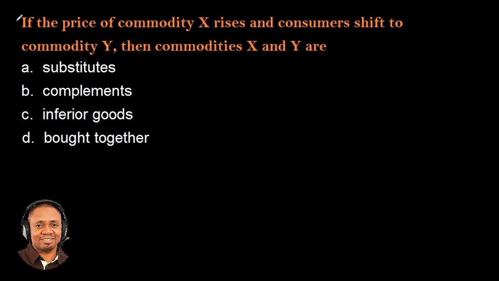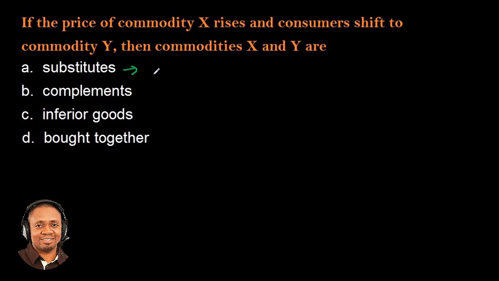I am Oluwakemi and this is question 7, Economics WAEC exam 2018. And the question goes thus. If the price of commodity X rises and consumers shift to commodity Y, then commodities X and Y were given these four options. So the first option, A, says substitute.